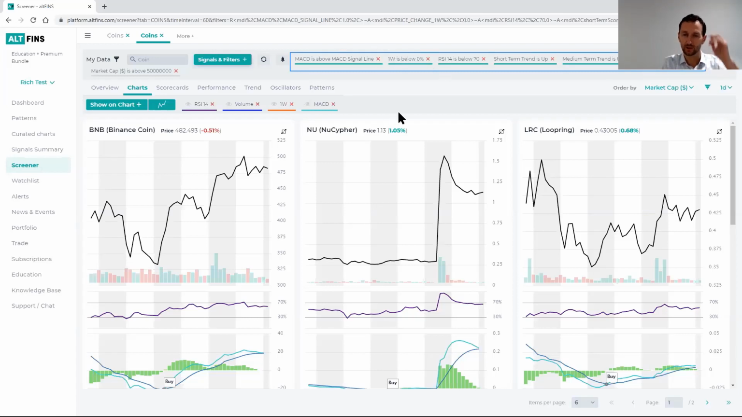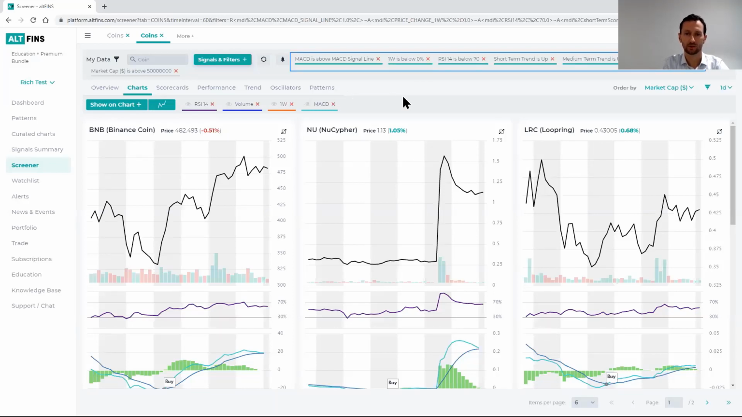But more interestingly, on the left-hand side here, you see that MACD is above MACD signal line. So there's a bullish MACD crossover. Okay. Also says that 1 week performance is less than 0%. So that means it's negative in the last week. And also that RSI is below 70. So it means that it's not overbought. Okay. And I know we haven't covered RSI yet. We will in the future lessons.